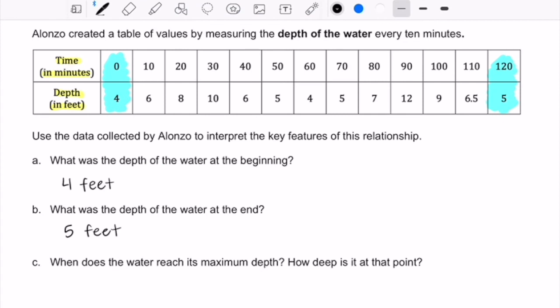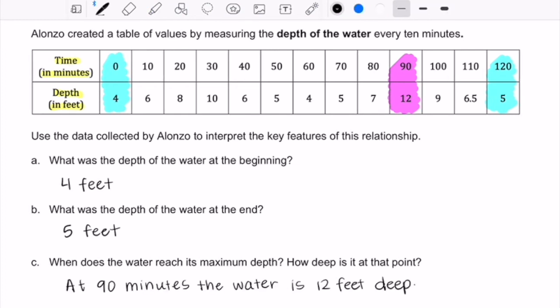Question C wants us to know when does the water reach its maximum depth and how deep is it at that point? So this is a 2-part question. To answer this one, we have to look at the time and we have to look at the depth in feet. It looks like the biggest number for maximum depth happens here when the depth is 12 feet. 12 is the biggest number as you look through the depth row of this table. And so at 90 minutes, the water is 12 feet deep.